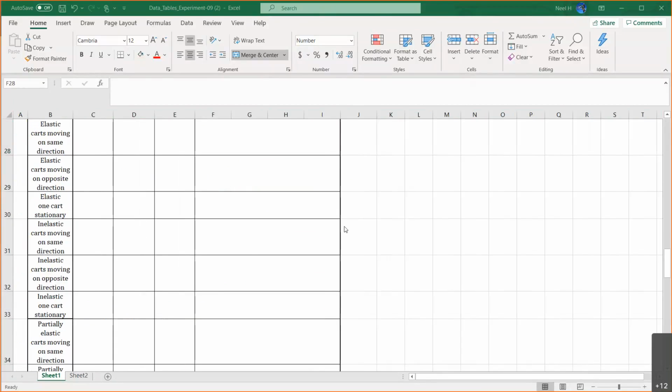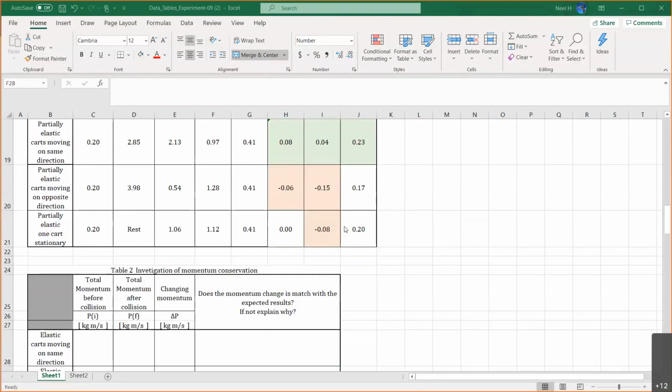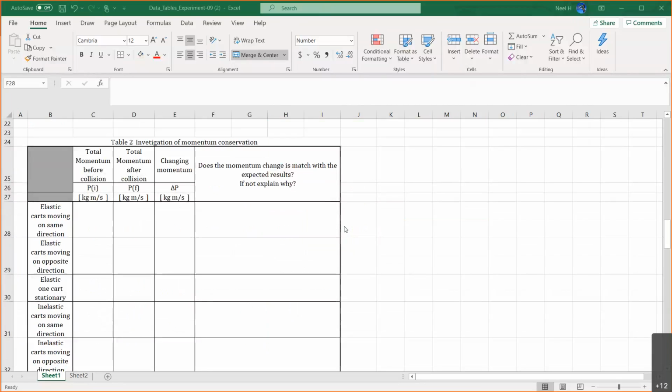Okay, so let's continue. All right, now you have a good idea what we're trying to do on table 2. So let's calculate the initial momentum, which means I have to add the momenta. If you have more than one object, we have to add the momentum of each object, right? So in this case, we have 2 objects, mass times velocity for both objects. Separately, we have to multiply and then add.